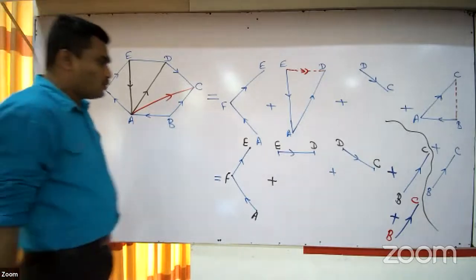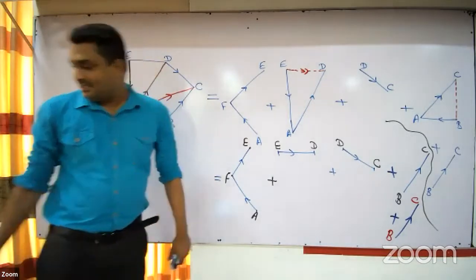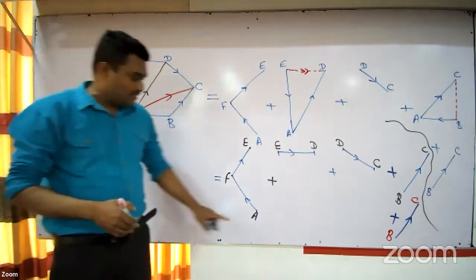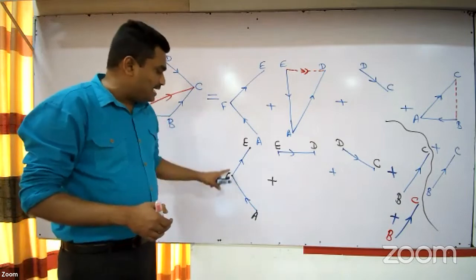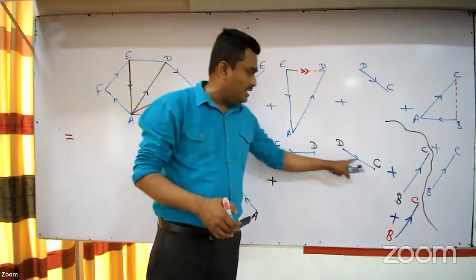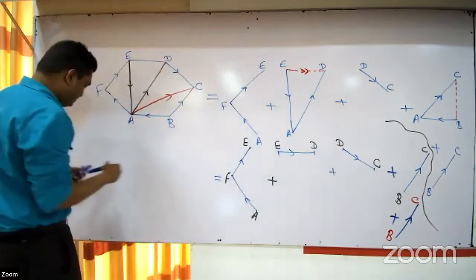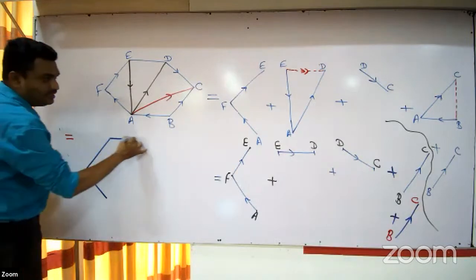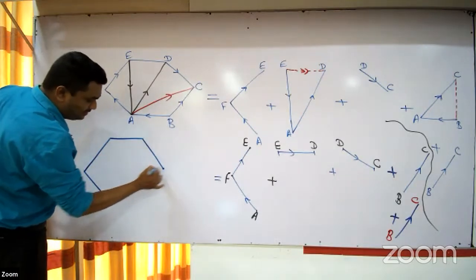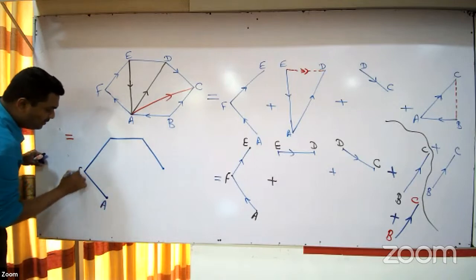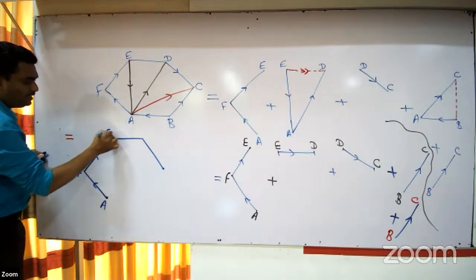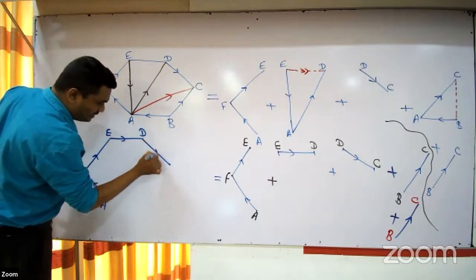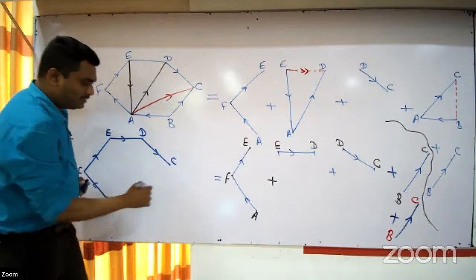So after that, we have to add. After that, I should write the next step here. Look at the board. I'm going to add them. AF, FE, ED, DC. Those things can easily be added. We can add it. I think we are all okay up to this point.